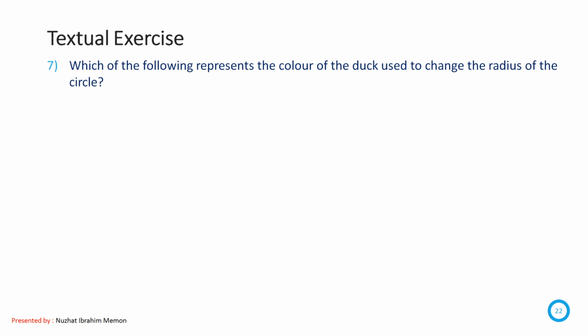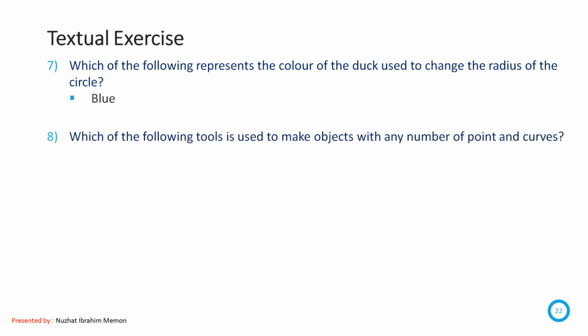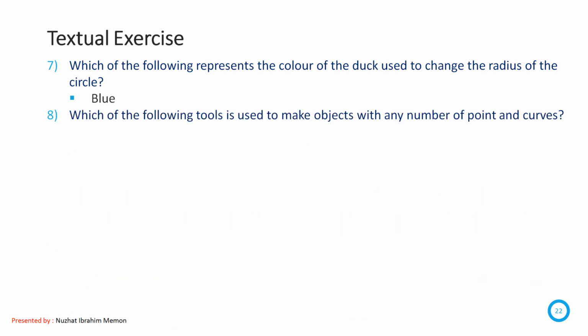We had done this thing. Green duck to change the position, blue duck to change the radius, yellow duck to change the curve, orange duck to change the vertex, and dark blue duck to change the angle of a star. Which of the following tools is used to create an object with any number of points and curves? If any number of points is there, that is the polygon tool. Here with any number of points as well as curves, so B-line tool.